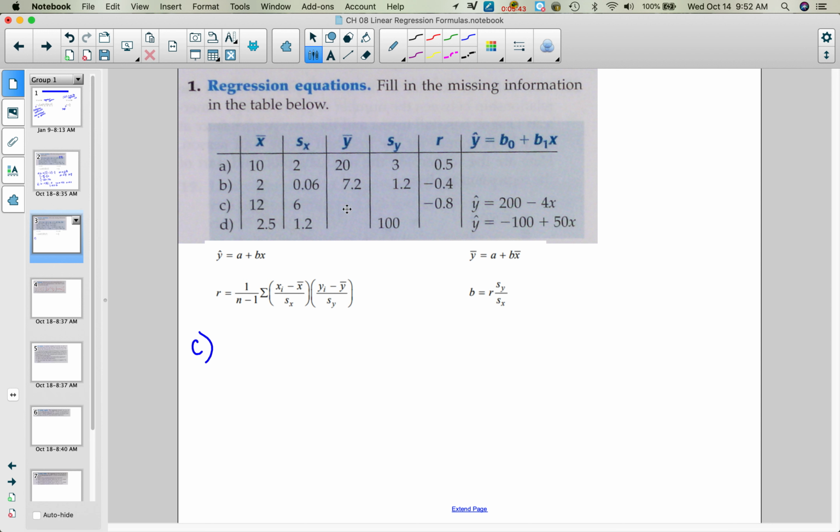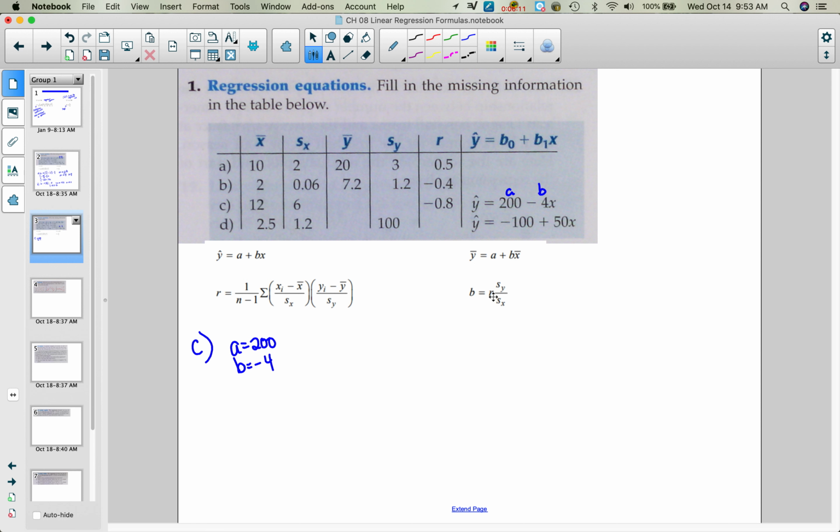So it's a little different because we got something else that's blank, but this time they give me this value here. So what does that tell me? I know that the value of A is 200, and I know that B is negative 4. So I know the y-intercept and the slope. So if I know the slope, what else do we know?